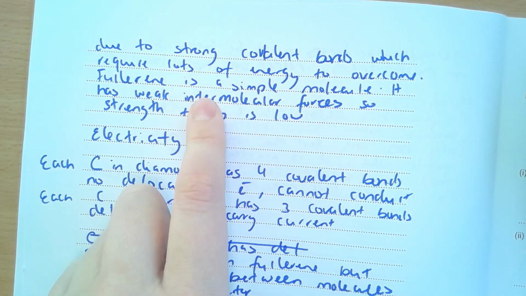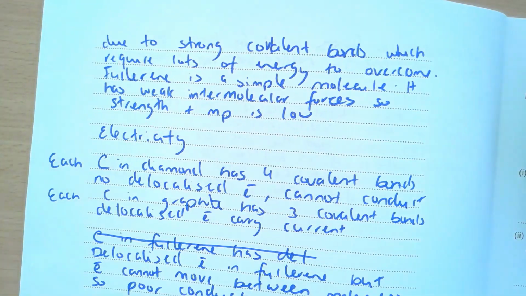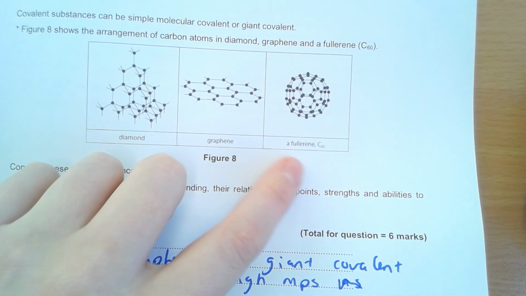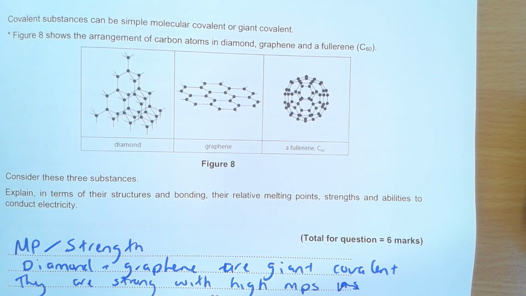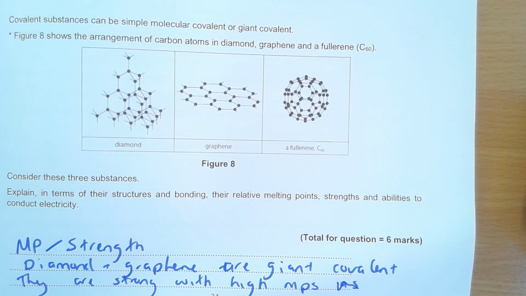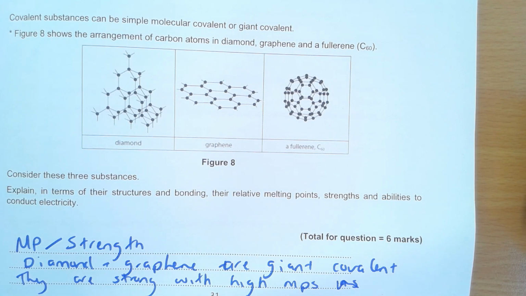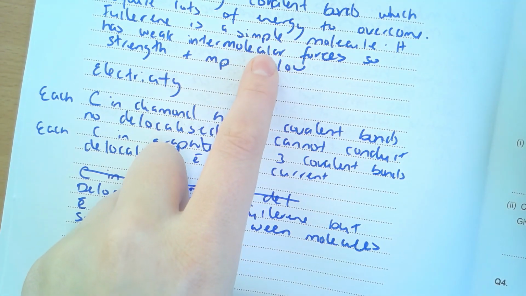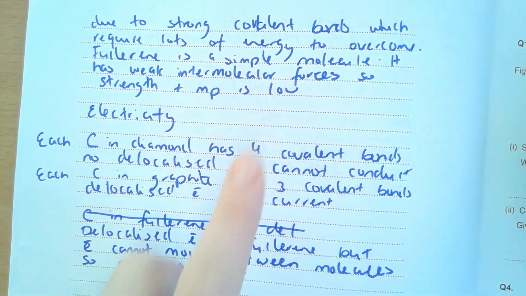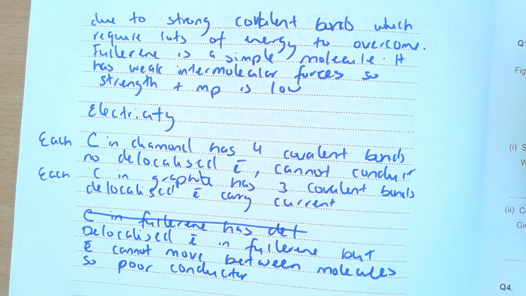So strong covalent bonds. Fullerene is a simple molecule, okay? I know it's got 60 atoms, so it's much bigger than something like CO2 or water, but compared to these guys who have billions of atoms, to be giant you're talking about millions, billions of atoms. Fullerene's only got 60, so it is a simple molecule. Therefore it's got weak intermolecular forces, so strength and melting point will both be much lower than for diamond and graphene.